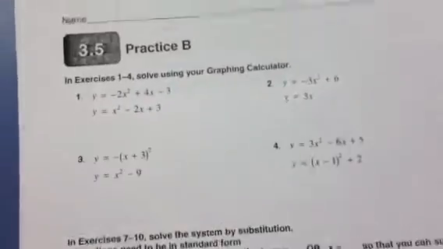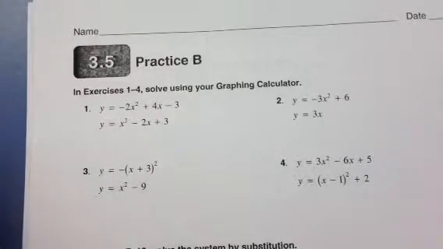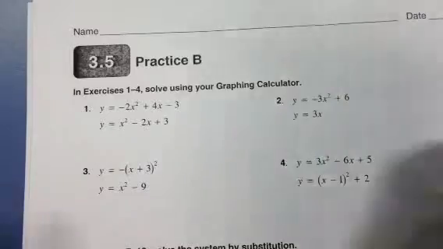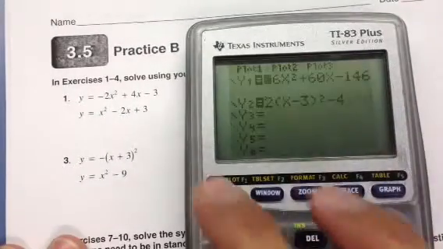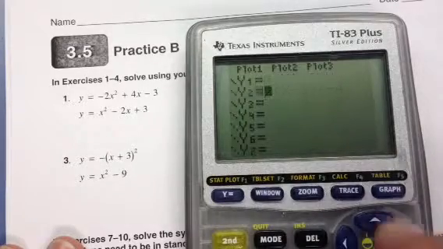All right, the first couple problems just want you to use your graphing calculator to solve, just to realize that you can do that. So any problem, one is not any harder than the other. So let's just do the first one together. Make sure your plots are off. They should be at this point.